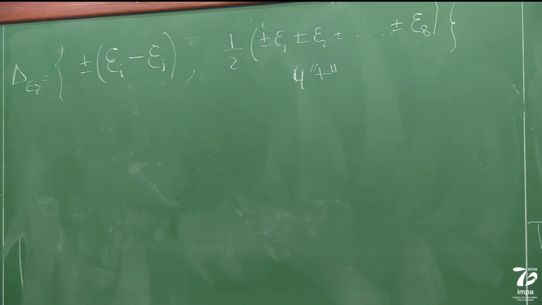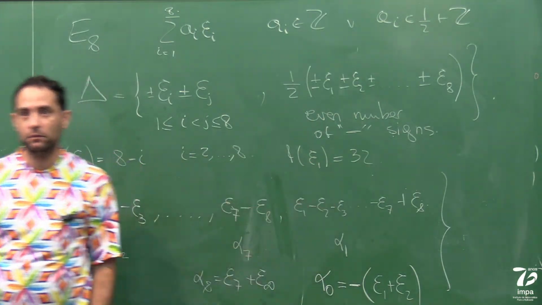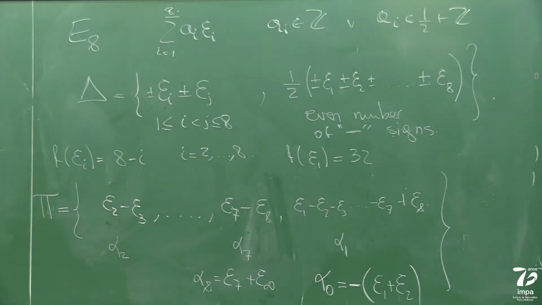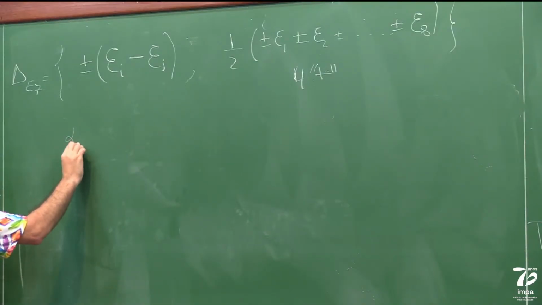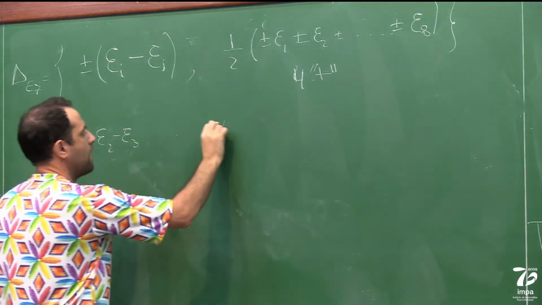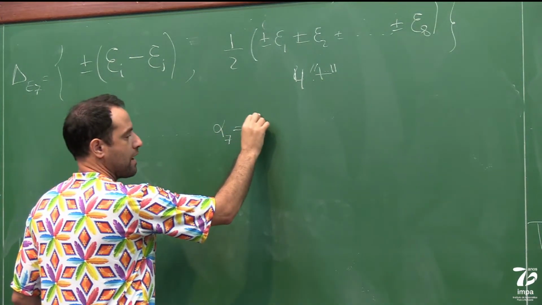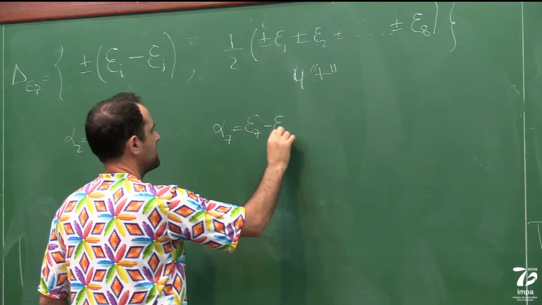So what are the simple roots? Well, again, you can just take f to be this thing and f of epsilon 1 to be 10 million. So same argument, you have alpha 1, well, alpha 2 is epsilon 2 minus epsilon 3, up to the last one, which is alpha 7, which is epsilon 7 minus epsilon 8.